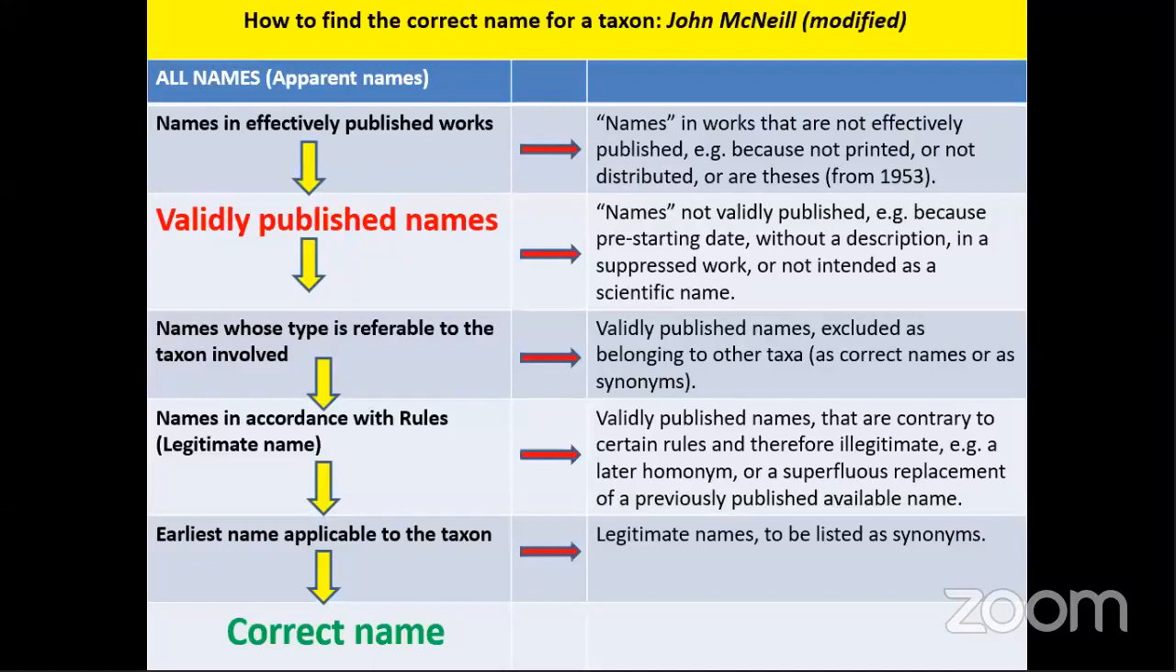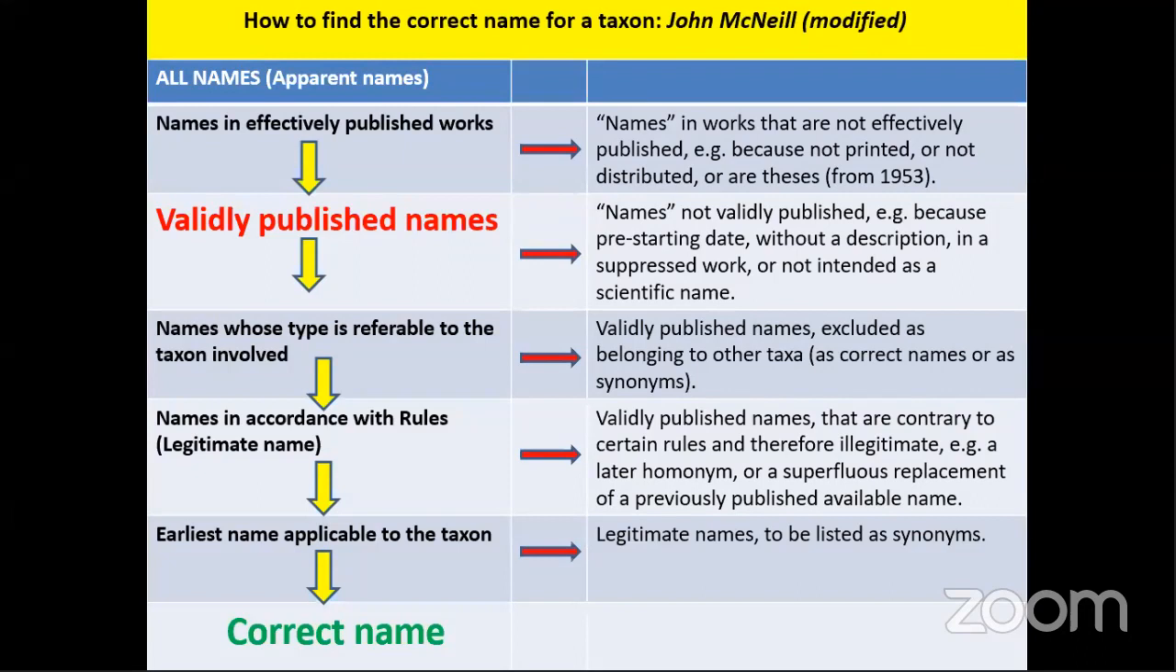But for validly published names, we should be careful. Names not validly published means, because of the starting date, maybe one species was already published, and the same thing has been published under a different name in another journal. That is not a valid publication. Priority of publication is overruled. Then validly published name. And finally, names whose type is preferable to the taxon involved, which type we prefer for the publication of that name of the taxon. And names in accordance with the rules are legitimate. We have to follow the rules, and confirm that all the articles support our new name for the taxon. And finally, the earliest name applicable to the taxon, and we have to register and everything, our legitimate name. Finally, it should be a correct name.